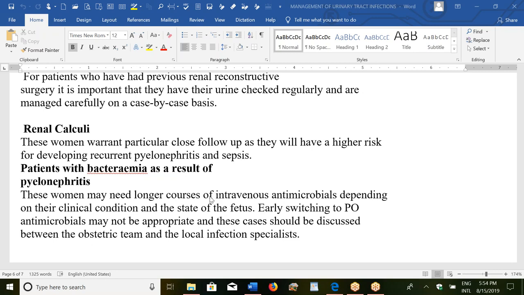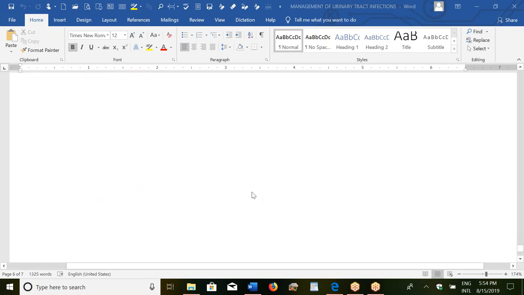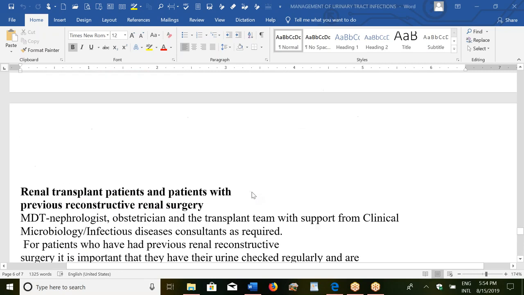Then another group of patients who have bacteremia as a result of pyelonephritis. These women may need longer courses of IV antimicrobials depending on their clinical conditions and the state of the fetus. Early switching to per-oral antimicrobials may not be appropriate, and these cases should be discussed between the obstetric team and the local infection specialist because they will need prolonged IV therapy.